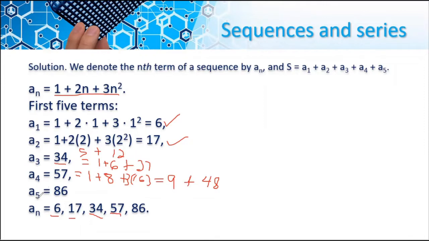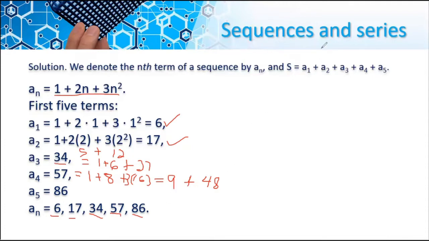And the last, kasi 5 lang naman kailangan natin, di ba? Base dun sa ating information. So, first 5 terms. So, ang last ay 86. Okay, ang last natin ay 86. So, nakuha na natin, na-complete na natin yung ating sequence. First 5 sequence. So, we have 6, 17, 34, 57, and 86.